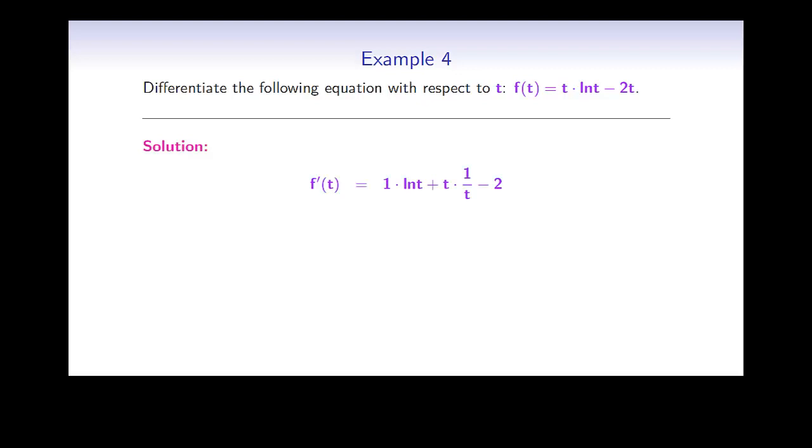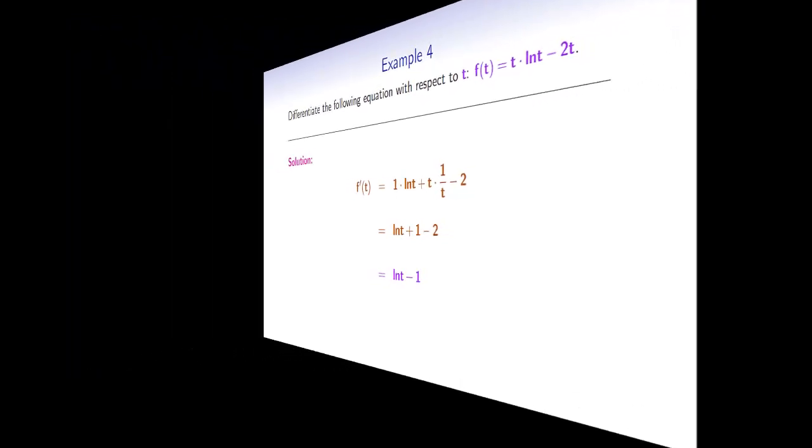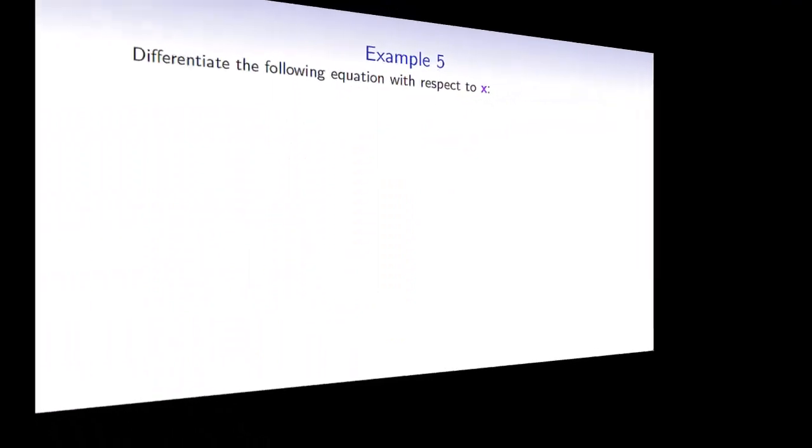f prime of t is equal to 1 times the natural log of t plus t times 1 over t minus 2. Here, we use the fact that the derivative of the natural log of t is 1 over t. Simplifying this expression, we see that f prime of t is equal to the natural log of t plus 1 minus 2, which further simplifies to the natural log of t minus 1.